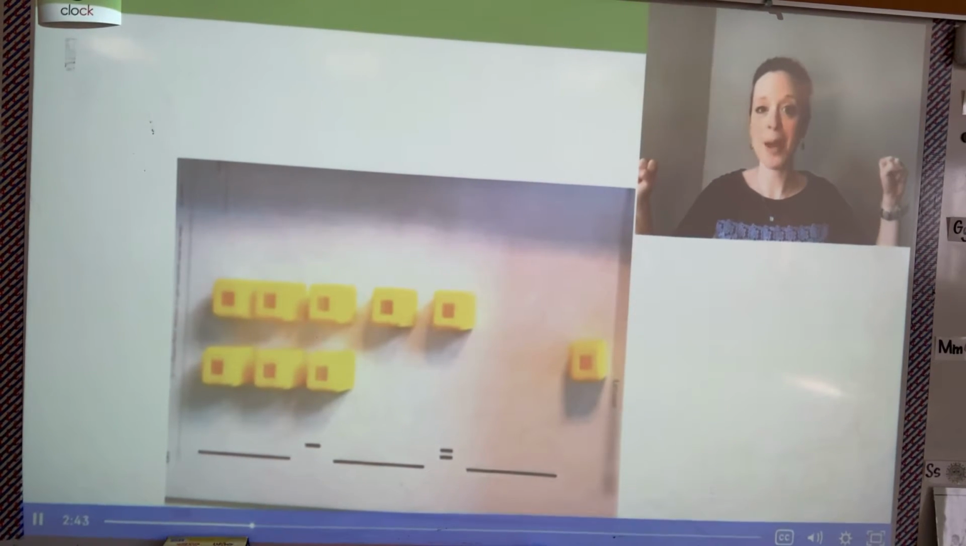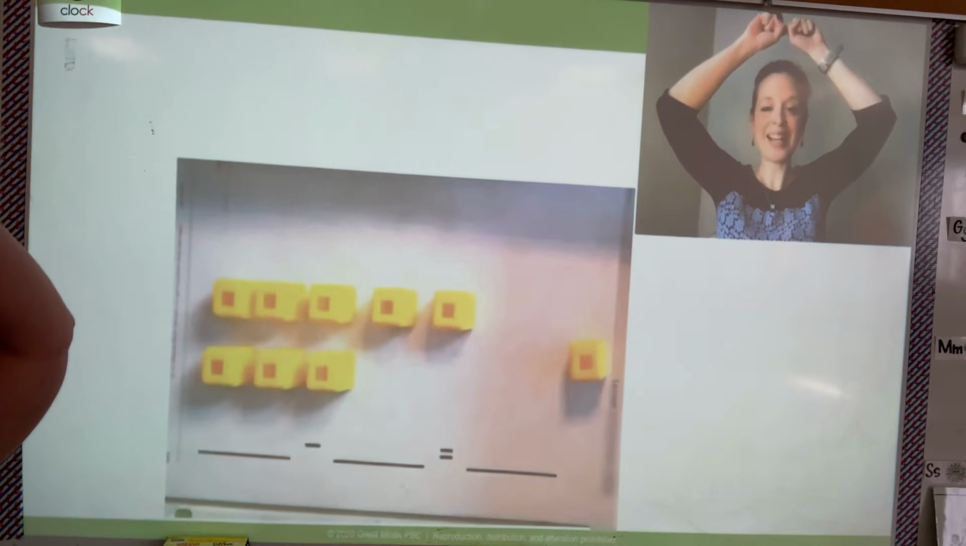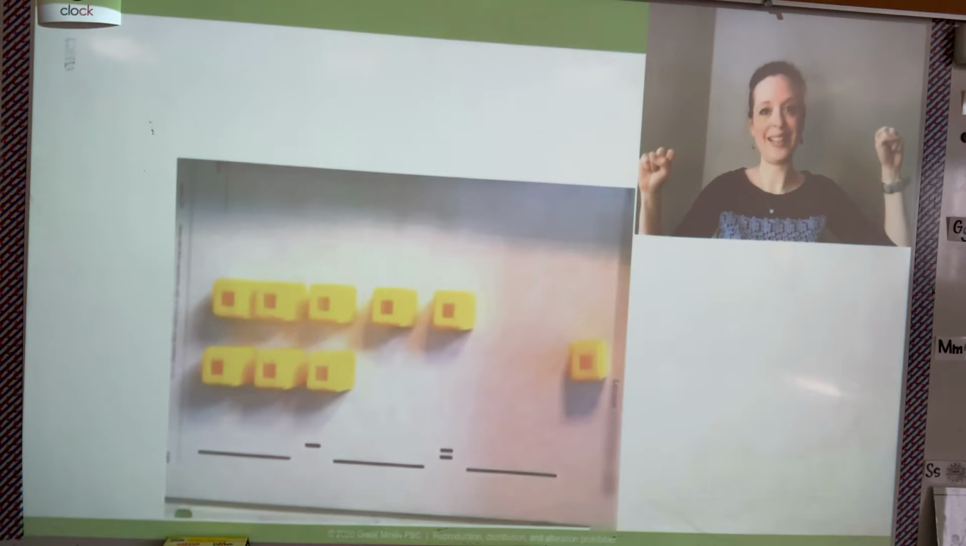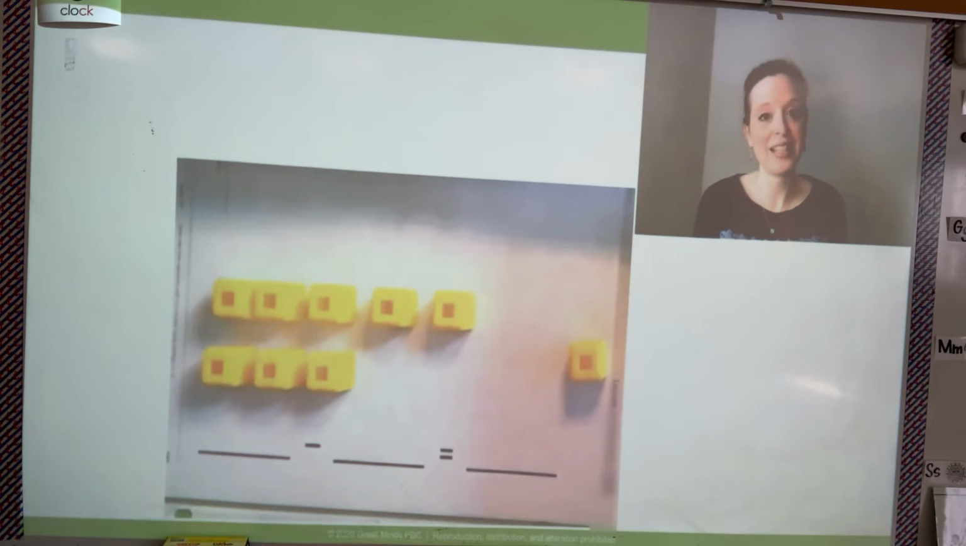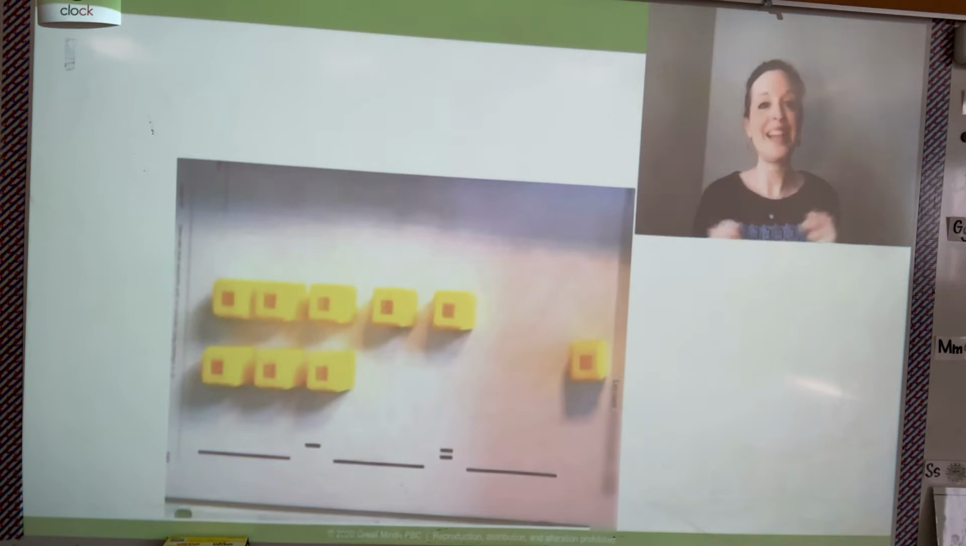Let's do the number bond with our arms all together. Arms up. Ready, go. 9, 1, 8. Great job, friends. We just did the number bond with our arms. Now, let's write it. So let's get our marker and write our number bond.